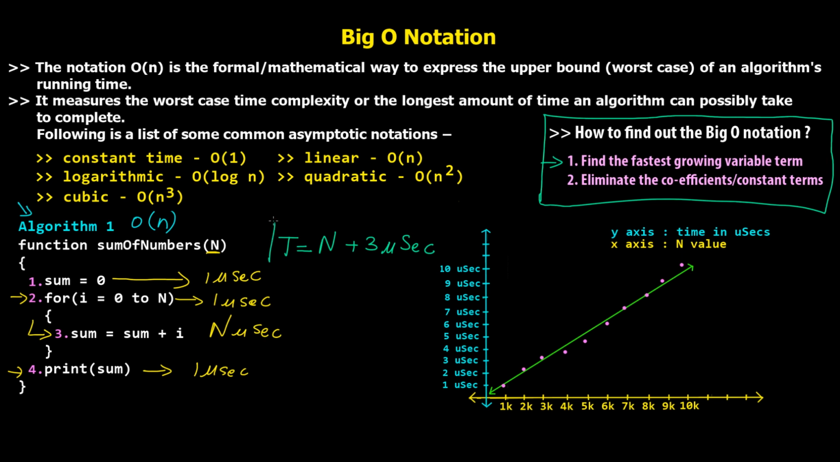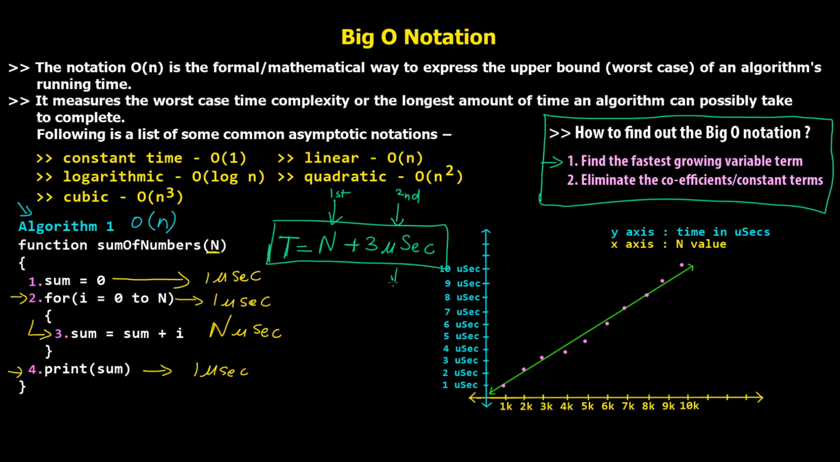Now this has become an equation for time complexity. So this t is representing the time complexity. In this equation we have two terms. This is the first term, then we have a plus in between, and this is the second term. Now looking at this, you can say that this 3 microseconds will never change. Whatever the n value, this 3 microseconds is because step number 1, 2 and 4 always takes 1 microsecond.